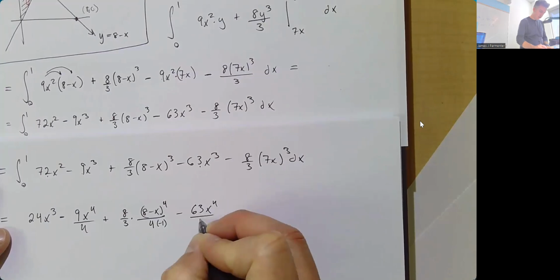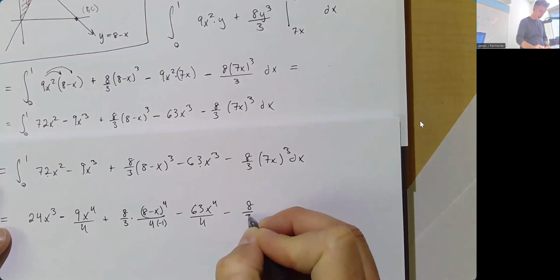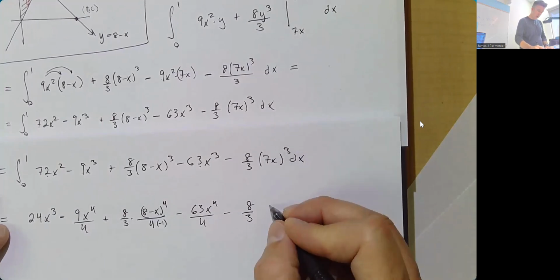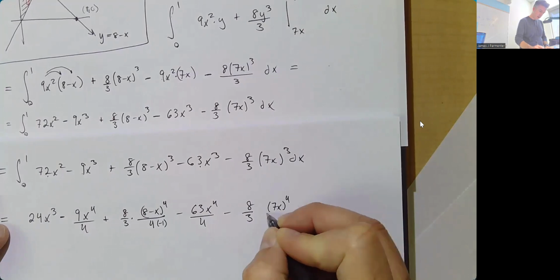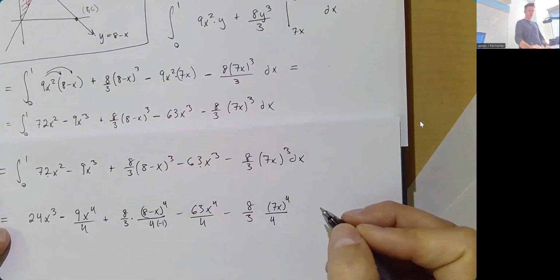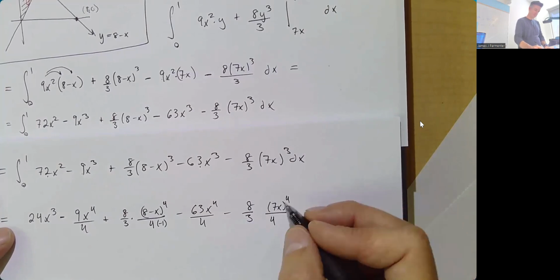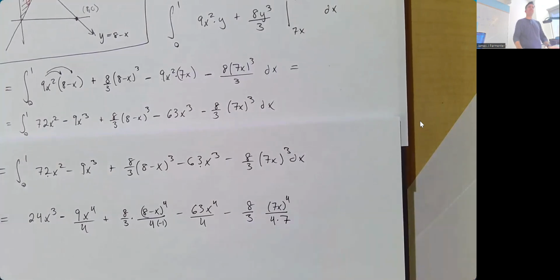63x to the 4th over 4 minus 8/3. Okay, same idea applies here. If I anti-differentiate 7x to the 3rd, I'm going to get 7x to the 4th divided by 4. What else do I have to divide by? A 7.